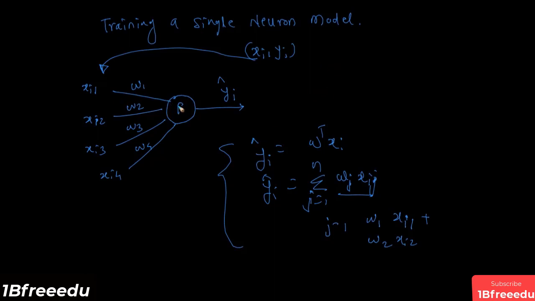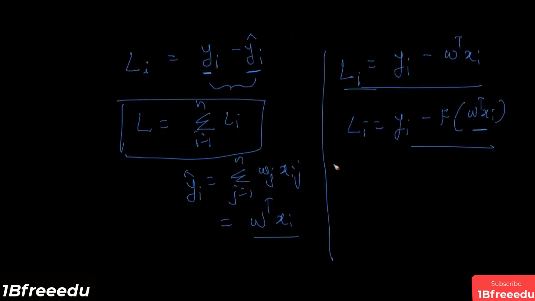So in general this yi hat will be f of W transpose Xi, right? For linear regression, this function is the identity function. That means this term will be W transpose Xi; the input given to this function will be passed as it is to the output. And for logistic regression, if this f is sigmoid, then it becomes logistic regression, right? So we have this loss now.